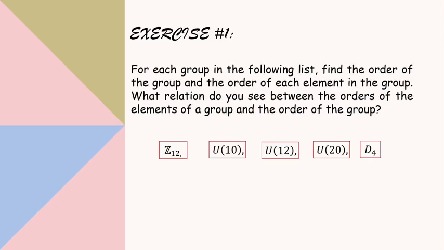Let's proceed to exercise number 1. For each group in the following list, find the order of the group and the order of each element in the group. What relation do you see between the orders of the elements of the group and the order of the group? And here's our given: Z sub 12, U of 10, U of 12, U of 20, and D sub 4.